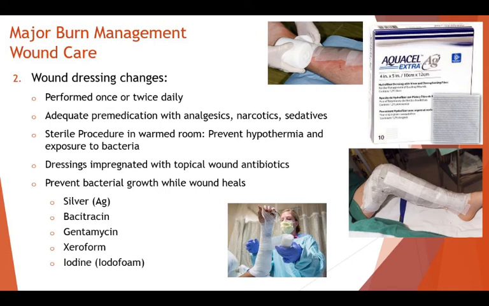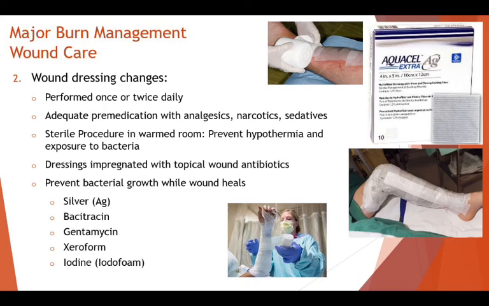And silver is the most common antibiotic that prevents bacterial growth. You can put bacitracin, gentamicin, xeroform, iodine. There's lots of different kinds of impregnated gauzes. But what you will do is put down the impregnated gauze over the wound, which is what's shown on the upper arm up there, the leg, whatever they're wrapping right there. They've put the silver gauze down on it, and then they just put loose dry gauze over it.